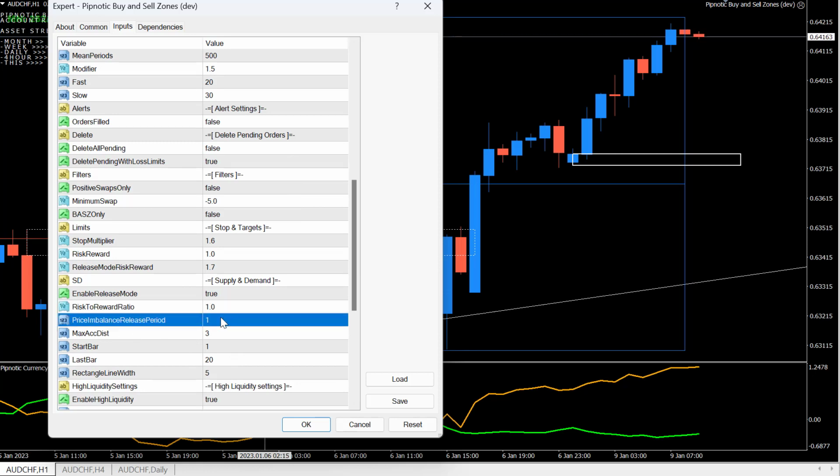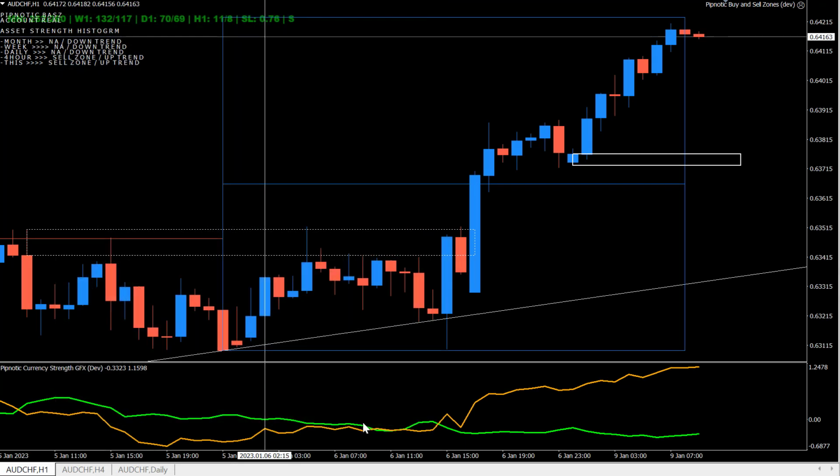Okay, so it's looking for a risk-to-reward ratio of 1 and a price and balance release period of 1. These are set to 1, and this gets it in as early as possible. Because if you set it to 2, it's going to wait to get in when this candle closes, this one here. But if it's on 1, it's going to get in here, because essentially it's just looking for the completion of a pattern, and the bare-bones pattern is a 1-to-1.